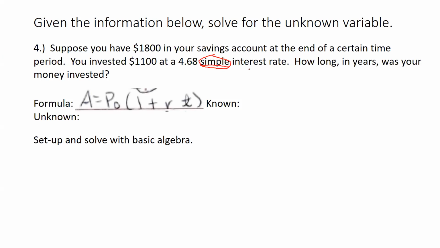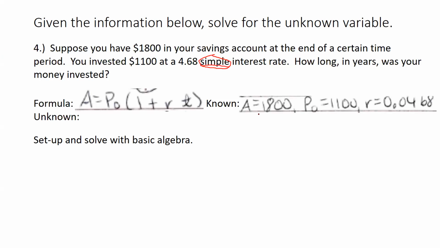I got it from simple. So simple. My knowns: I've got A is equal to the amount I should have after all is said and done, 1,800. I'm starting with 1,100. My interest rate is 0.0468. Write it all out. Don't just say that's about 5%. Don't do that.